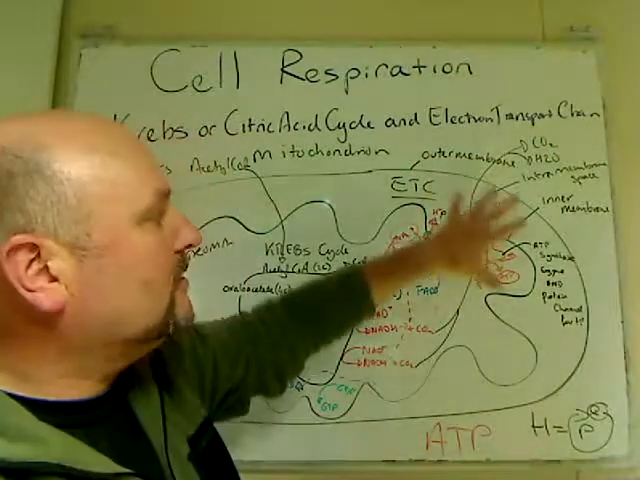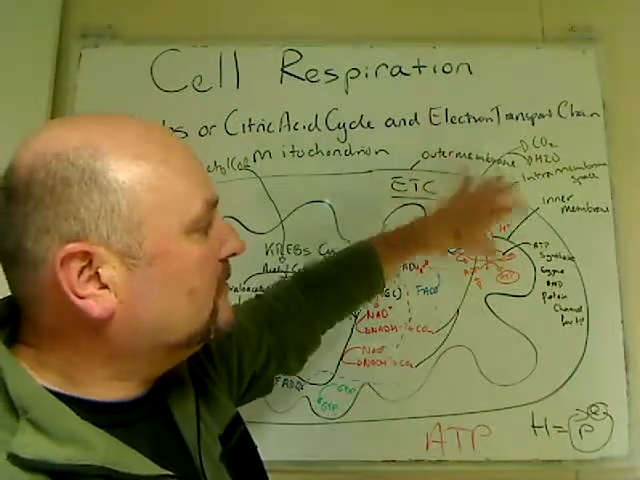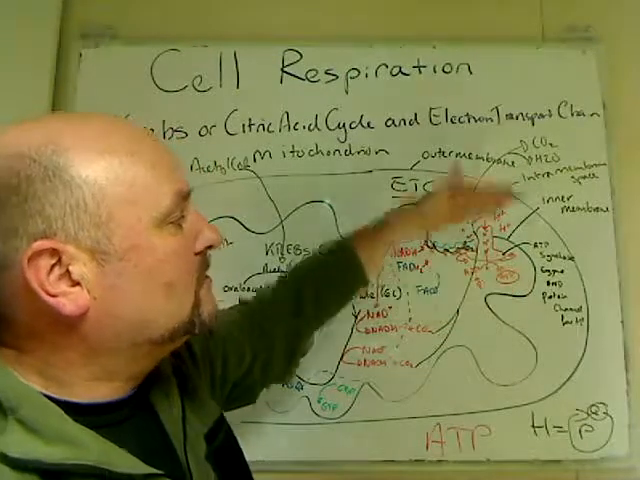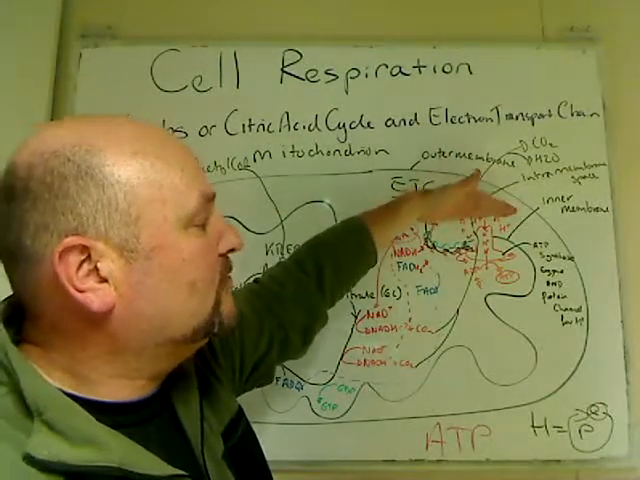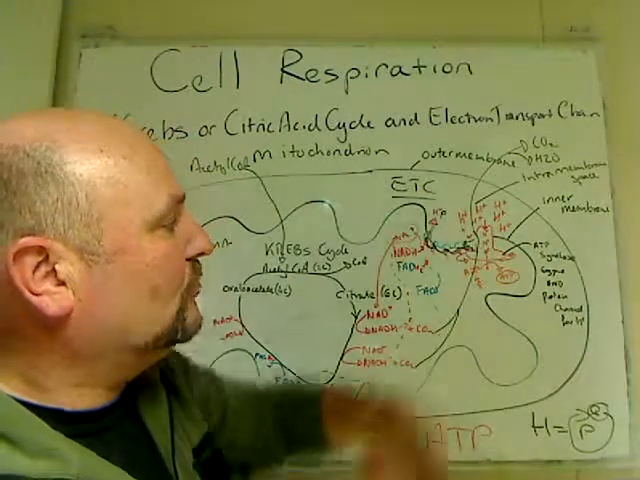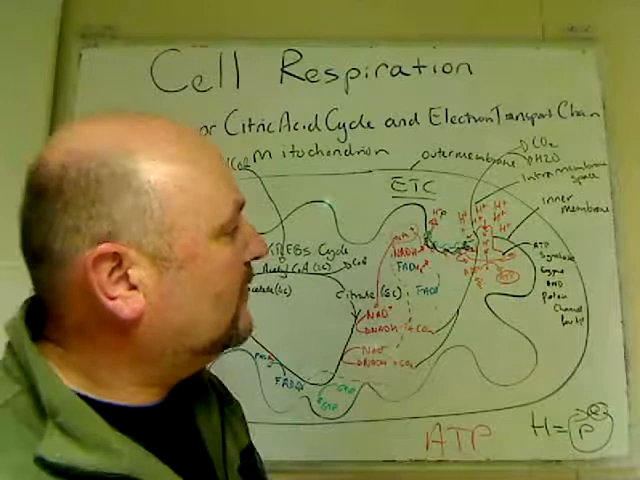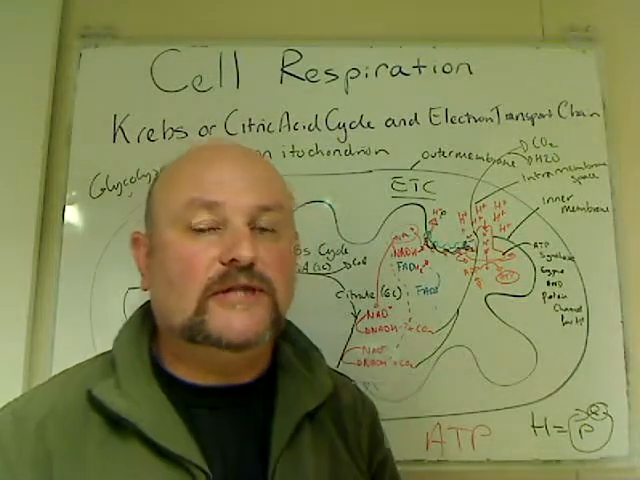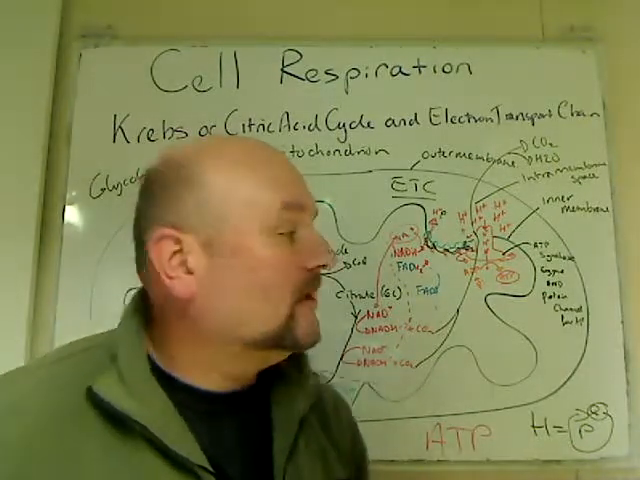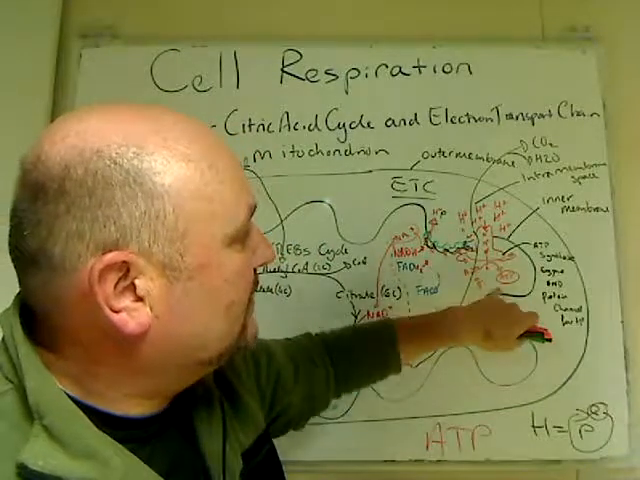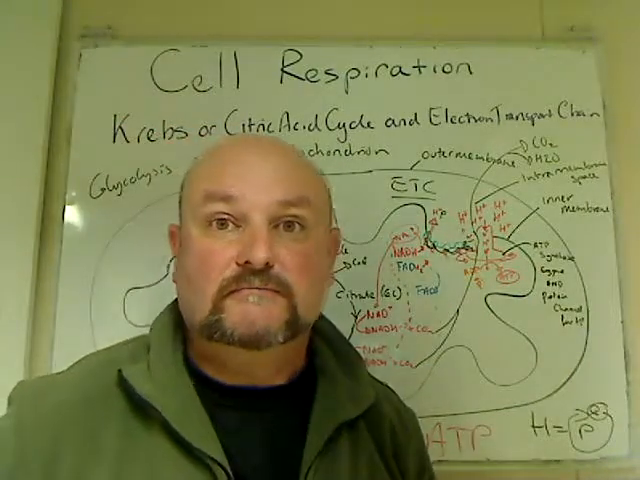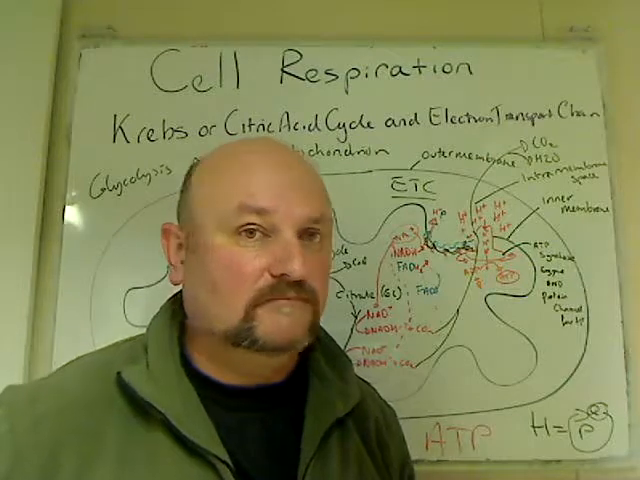So we end up with lots and lots of hydrogen ions here and very few here. So we have a concentration gradient between the inner membrane and the stroma. And at the end of this little chain, we have a specialist enzyme called an ATP synthase. And this enzyme also acts as a protein channel for protons, for hydrogen ions.